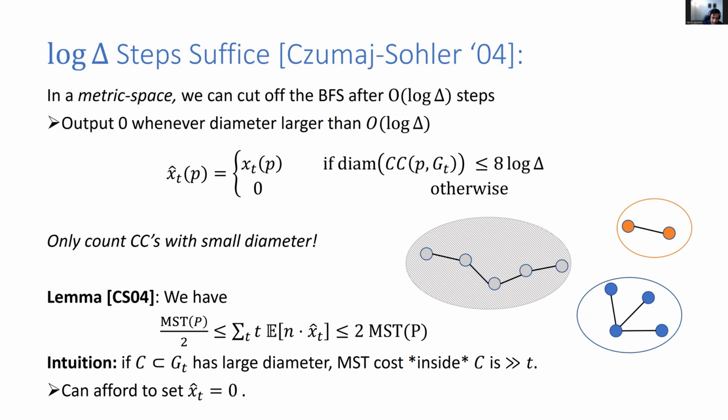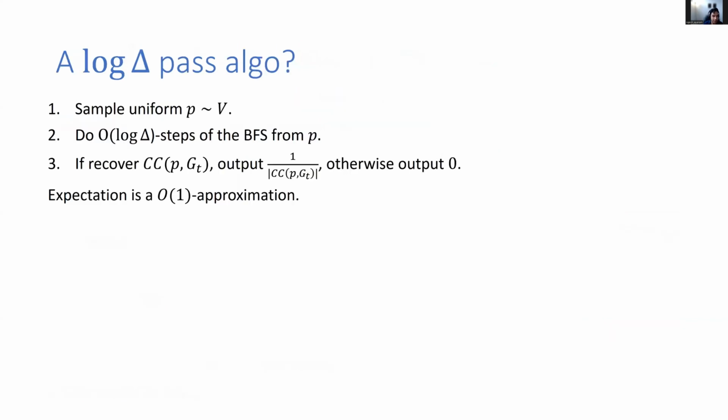Okay, so given that you believe this lemma, there's a very simple log delta pass algorithm. Sample a point uniformly from my vertex set, and then do log delta steps of the BFS from that point. I can do one step in every pass over the stream. If I recover the whole connected component, great, output the value. Otherwise, the diameter is too large, and I can output 0. And by the value, I mean 1 over the size of the connected component. And so we just show that the expectation of this random variable is a constant factor approximation.